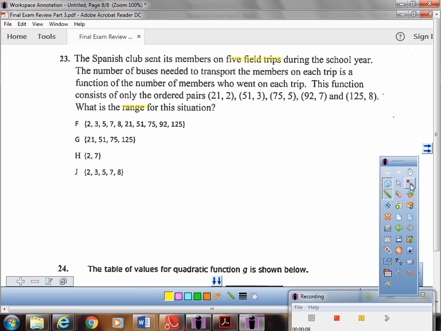Okay, so what does range mean? The Y value. Very good. So remember your T chart. You can make a little T chart. Domains on the left, that would be your X. Ranges on the right, that would be your Y. So all you need to do is go look up your Y's on your ordered pairs, which would be the second numbers. So 2, 3, 5, 7, and 8, which is J.